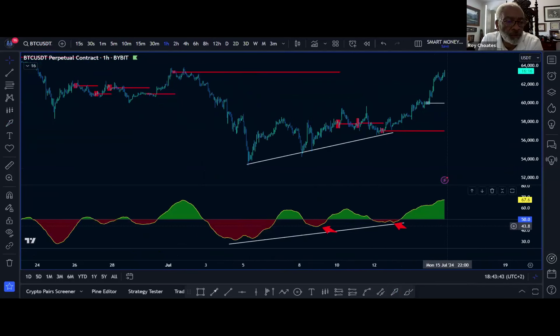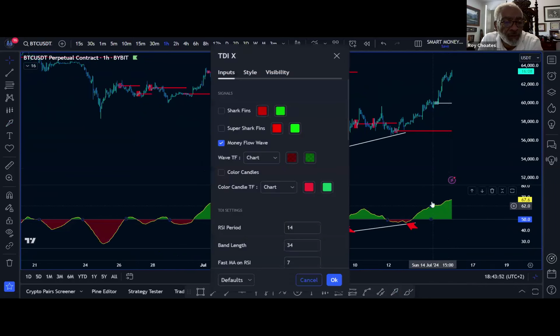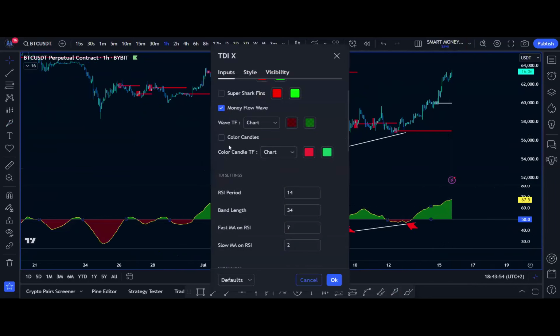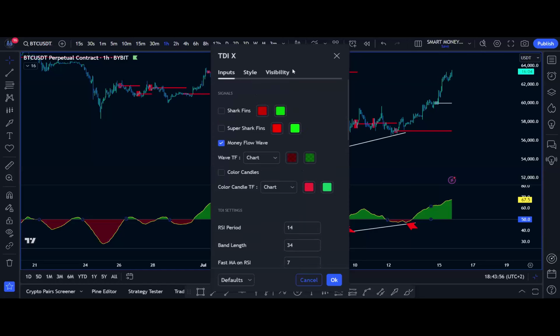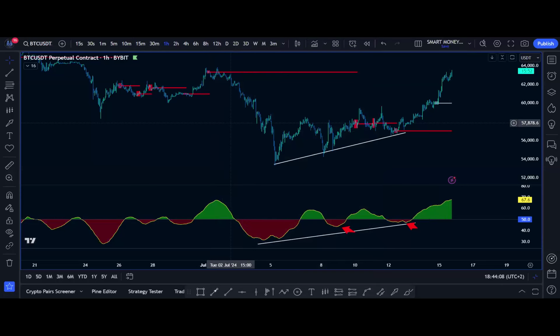And would you stick with the chart time frame or would you go to 1 hour in your settings? I would just stick to the chart time frame. Unless you want to be entering on a 15-minute and then you want to see what the money flow is on a 1 hour, but I think to keep it simple, just stick to the chart time frame for now.